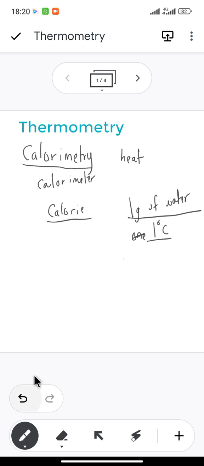Now, another unit of heat, the SI unit of heat is joules. Obviously, heat is an energy, so it's measured in joules. We have to define what a joule is. A joule is equal to the work done when the point of application of a force of 1 Newton is displaced through 1 meter in the direction of the force.